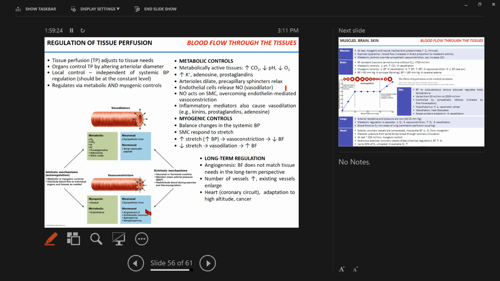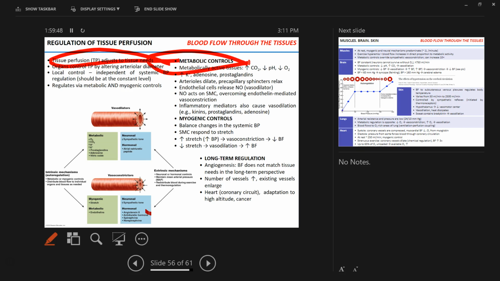So this is something that you have to keep in mind. Local tissue perfusion, tissue needs. That's the most important part. Okay? How can you control it? You can change the diameter of small arteries. You can change the diameter of arterioles. And they can respond to the metabolic changes or the changes in the smooth muscle activity.